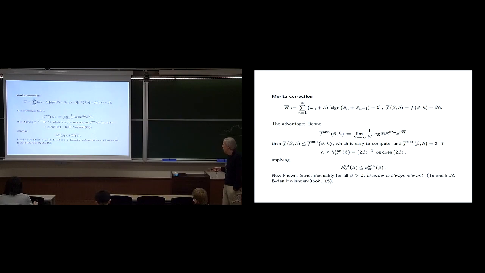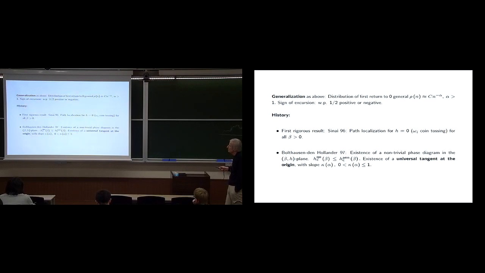Now that was actually open for some time, whether you really have a strict inequality. There were some papers in the physics literature that first claimed that you have equality. But what is now known, in a paper by Giacomin and Toninelli, and it's also contained in our recent paper I have with Frank den Hollander and Alex Opoku, is that you always have strict inequality. So in this sense you always have disorder relevance here. So this annealed critical line is never the correct critical line.